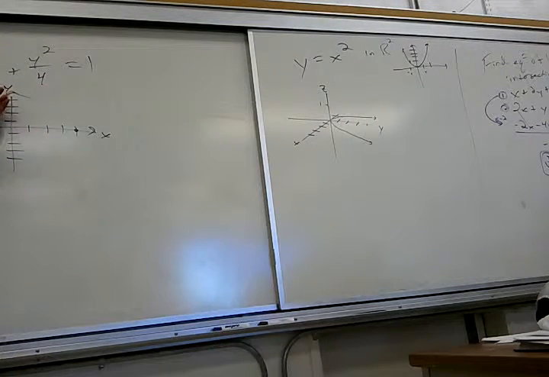Right? A circle would have both of these the same. That's why it's symmetric in all directions. And then on the y, it'd go up 2 and down 2. So here's what it would look like in the xy plane.